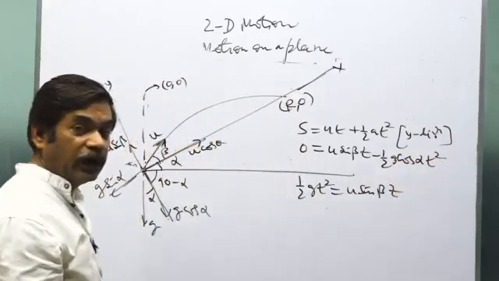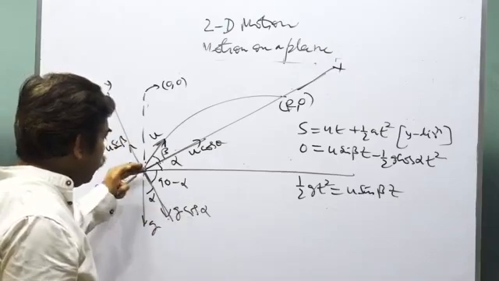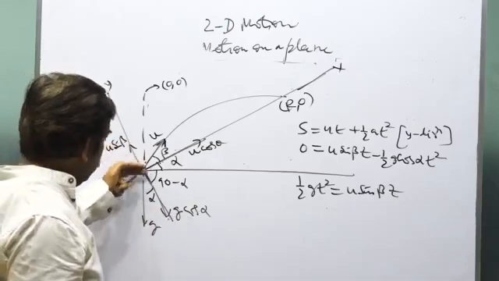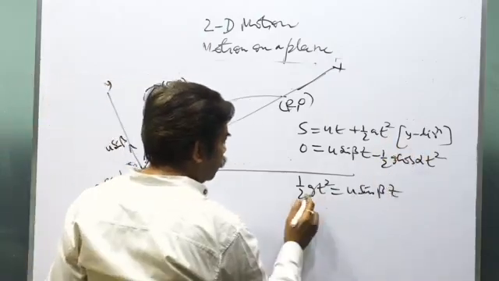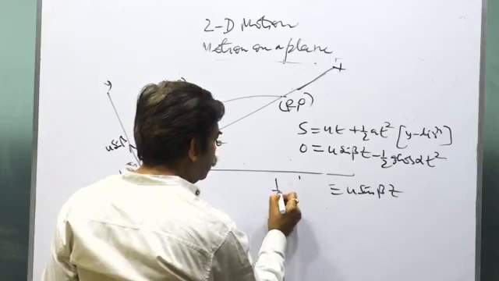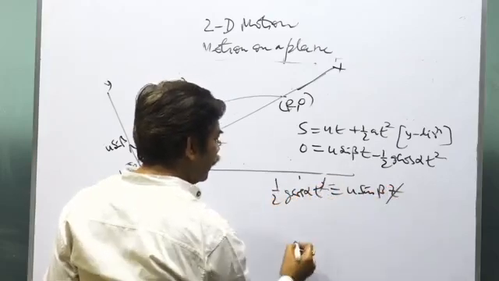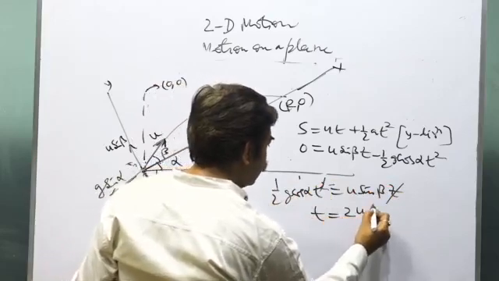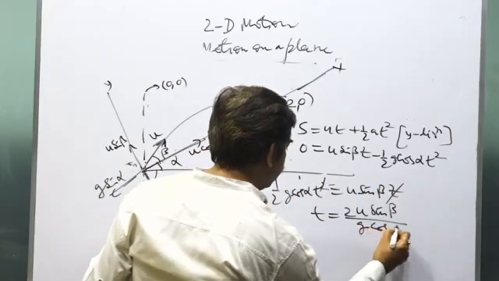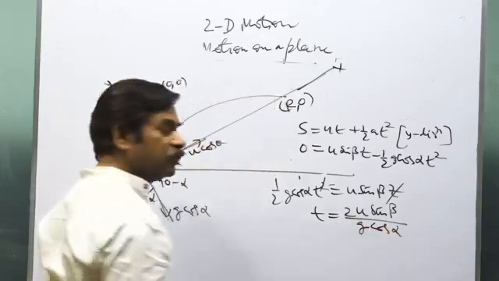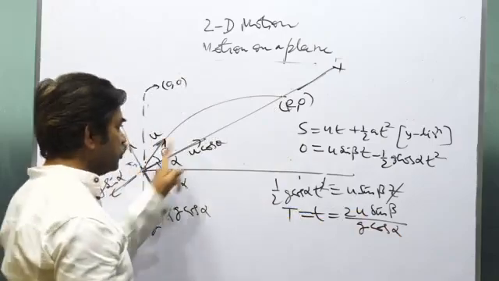We have to take only the y component of acceleration, that is g cos alpha, and because it is in the direction opposite to the direction of velocity, that will be taken as negative. So this into half g cos alpha into t square. t and t will be cancelled, so we get t equals twice u sin beta upon g cos alpha. This is the time t. So there is a total time of flight, capital T, the time to reach up to this point.